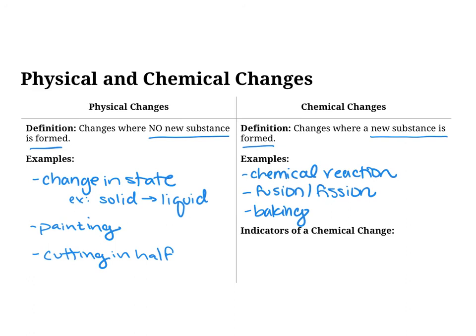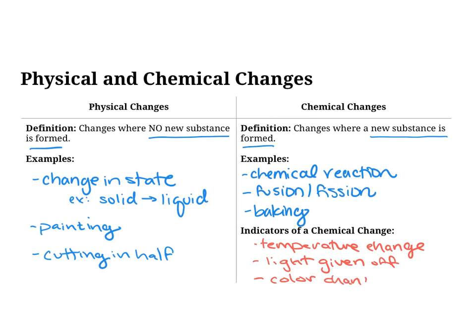So some indicators of a chemical change, some things you can look for to decide if it was a chemical change or not, especially when you're in the lab: was there a temperature change? Now that could be up or down depending on what type of reaction we're doing. Was there light given off? Was there a color change? Were there bubbles being produced? Was there a gas being made? Those are all some indicators of a chemical change. So you're going to work a little bit more with this in our next lab too, that you guys are going to be working on the next 2 days.